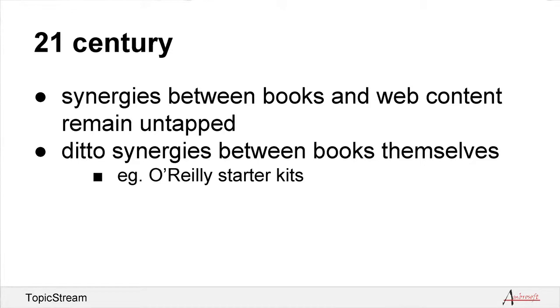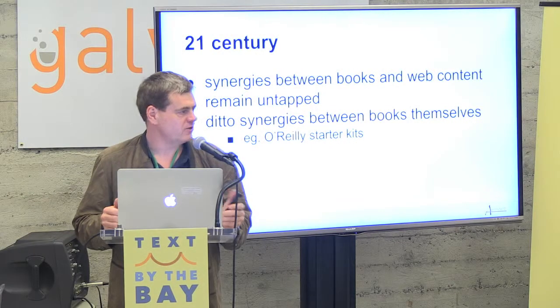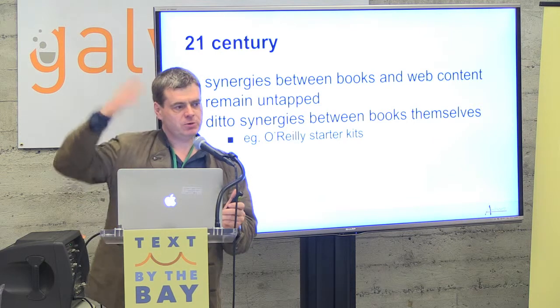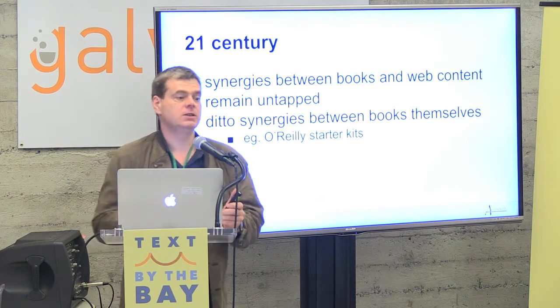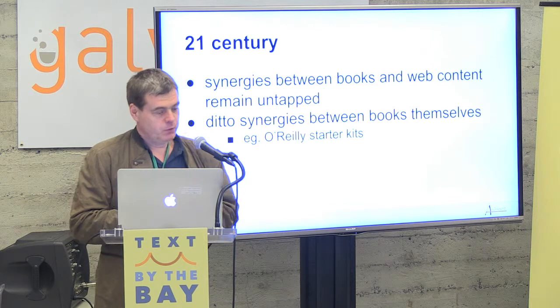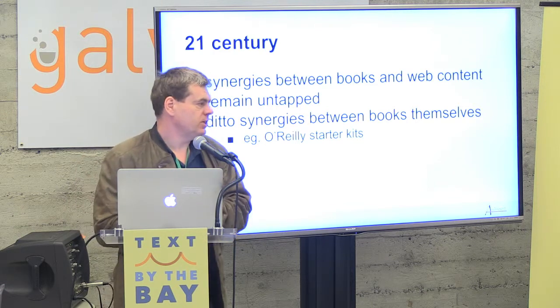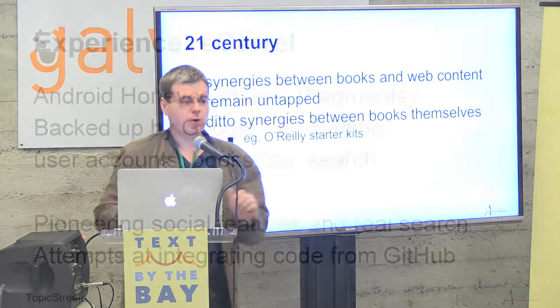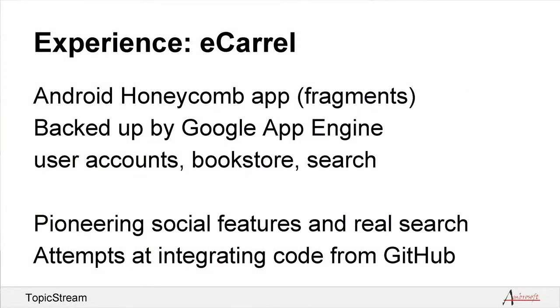In this century, the synergies between books and web content remain untapped. For instance, for almost any content in O'Reilly technical books, there is some discussion on StackOverflow, but there is no connection. Or books which discuss code, such as Learning Spark or Scala, have corresponding repositories in GitHub, but they are not connected to these books. And code might change independently of the book. The book can become stale in the process.